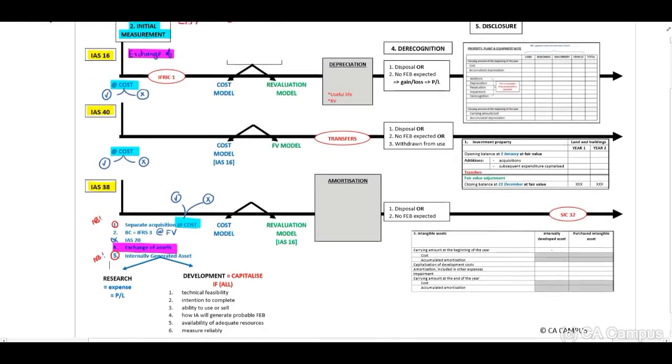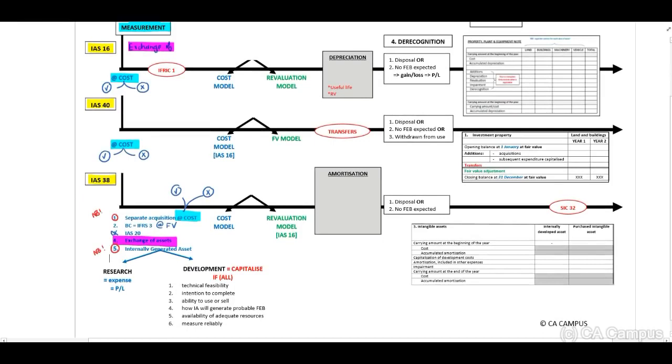Now, internally generated assets are divided into a research phase, where you will have to expense the costs, and a development phase. Now, the development phase can be capitalized only if the following 6 criteria are met. Now, guys, all of them, this is an and. Now, you can work through this. We have covered this in detail within our IAS 38 lectures.